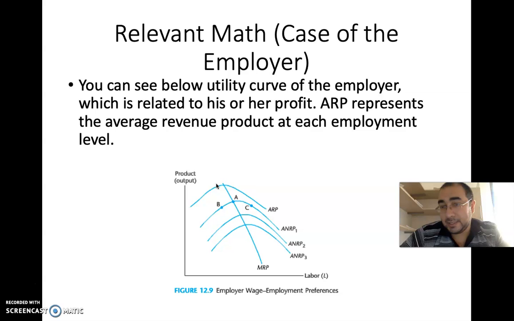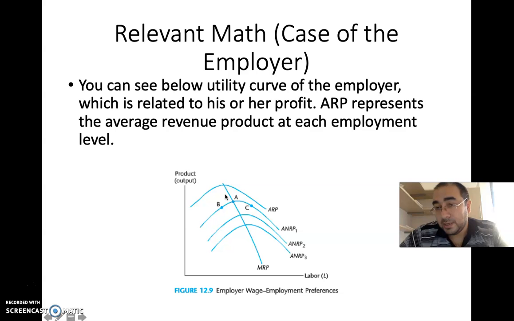ANRP curves represent the utility, the indifference curves, and as you go down, you get a higher level of utility as a company, or a higher level of profit. You might express it also in that way. And if wage is constant, in that case, you must say wage will be the average net revenue when you take out the burden of profit. The company will always want to operate at the top point.